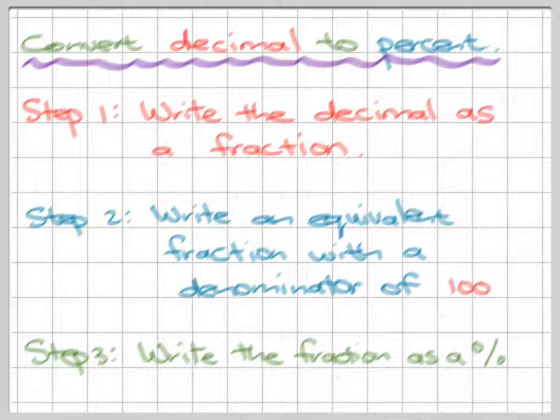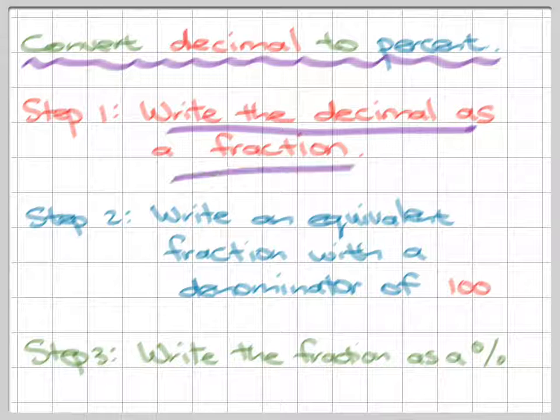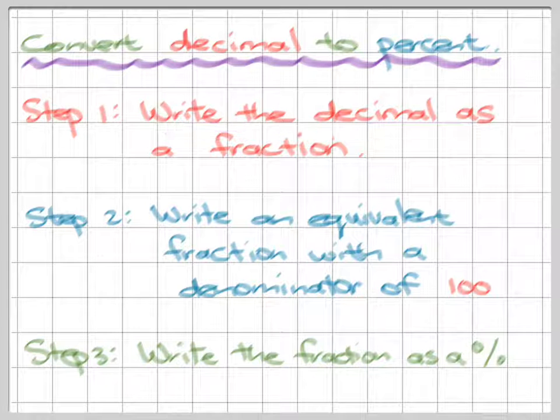Right, students, so let's look at converting decimals to percents. So we have a step 1, a step 2 and a step 3. We're going to go through them on our examples on the next screen. So let's look at step 1. Step 1 is to write the decimal as a fraction. Right, so let's go look at it.